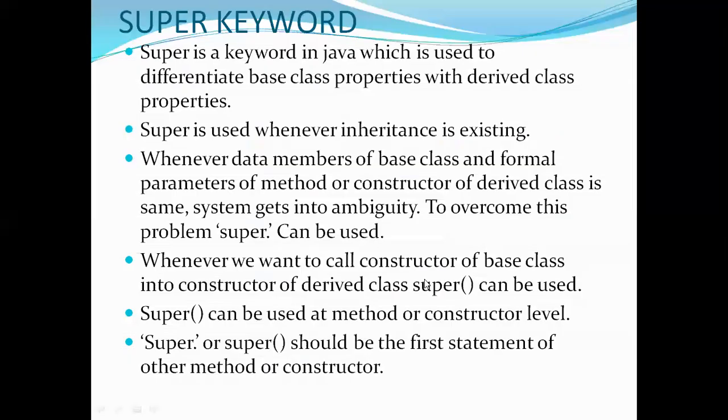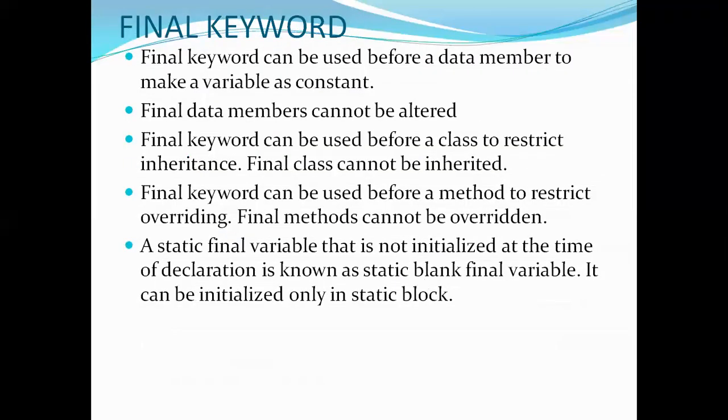Now, what do you mean by the final keyword? The final keyword can be used before a data member to make a variable a constant. That is, if you use a final keyword before a data member or a variable, then it makes the variable a constant. It cannot be varied or altered. Final data members cannot be varied or altered. And the final keyword can be used before a class to restrict inheritance. That is, a final class cannot be inherited. And the final keyword can be used before a method to restrict overriding. That is, final methods cannot be overridden.